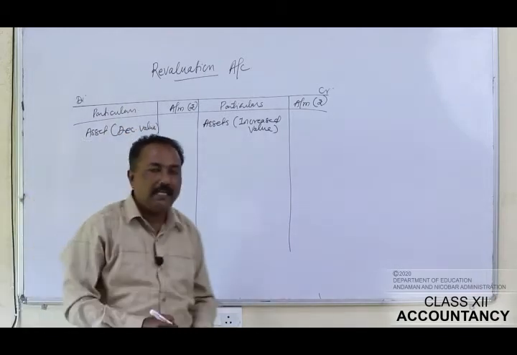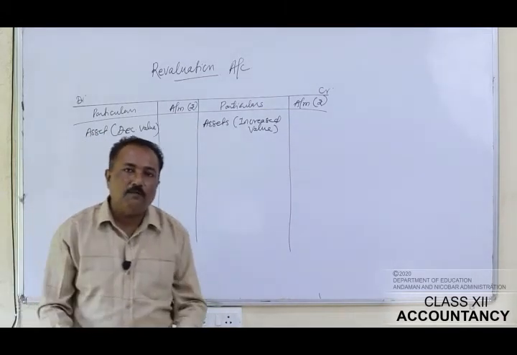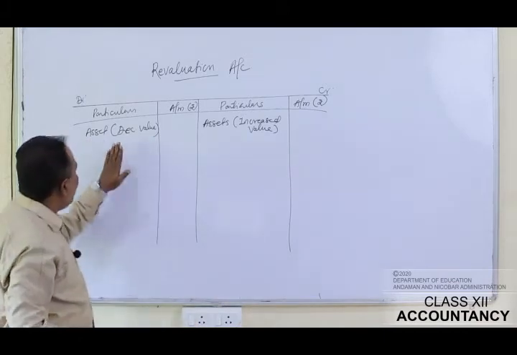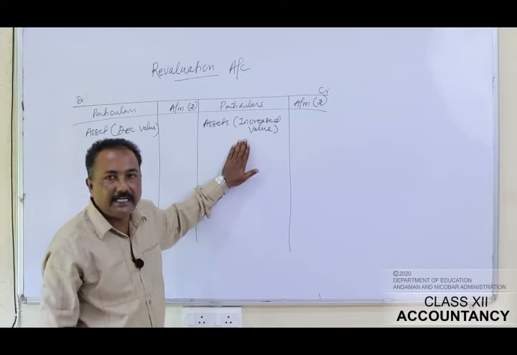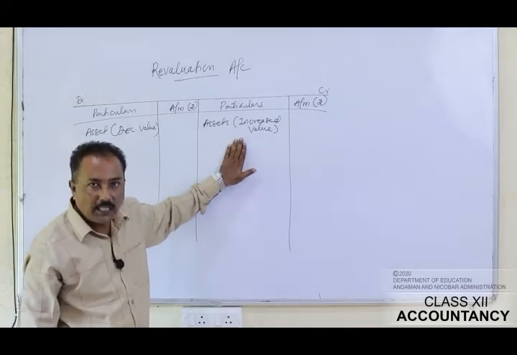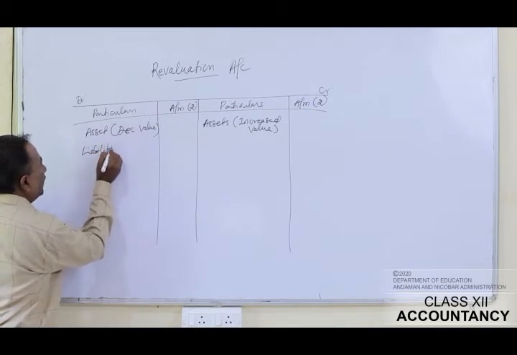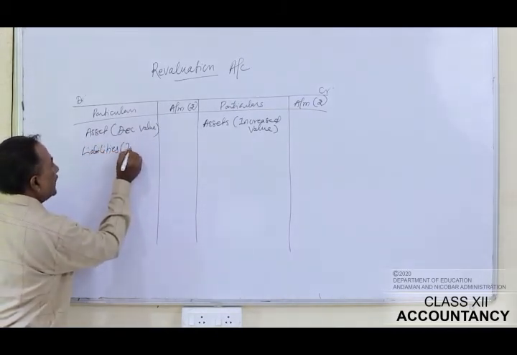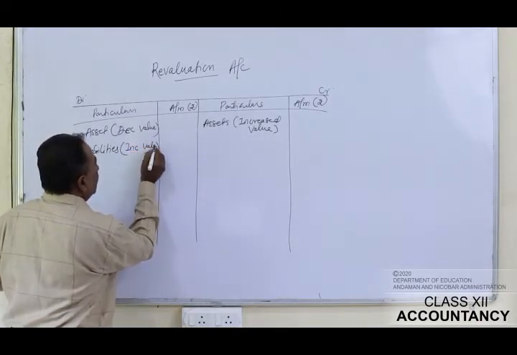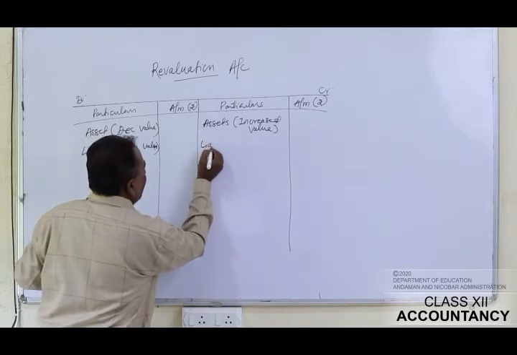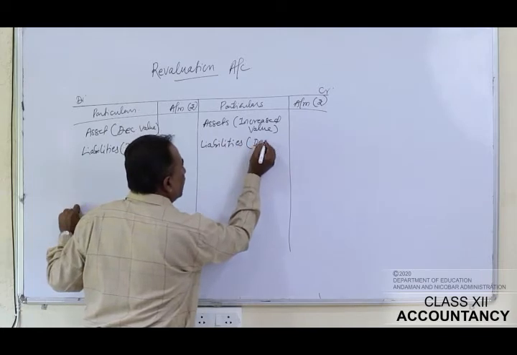Now, similarly, if we talk about the liabilities, whenever the value of the liability increases, that has to be recorded on the debit side, and whenever the value of liability decreases, that has to be recorded on the credit side. So, first we will write here liabilities if the value increases. Value increases. For the liabilities, if the value decreases.